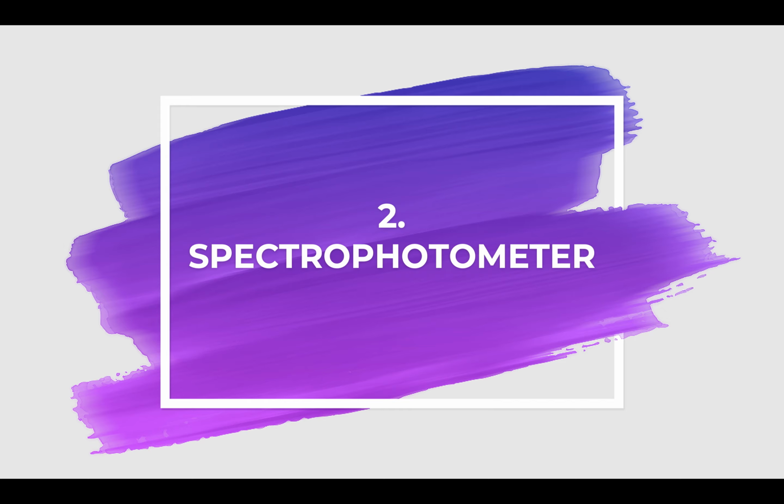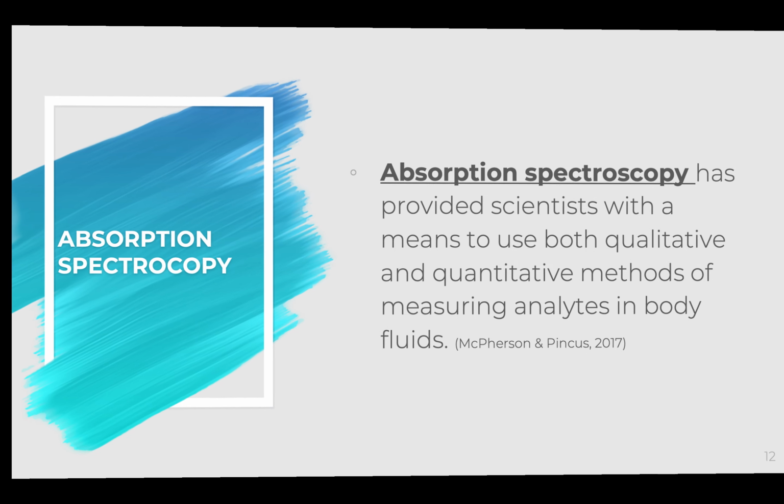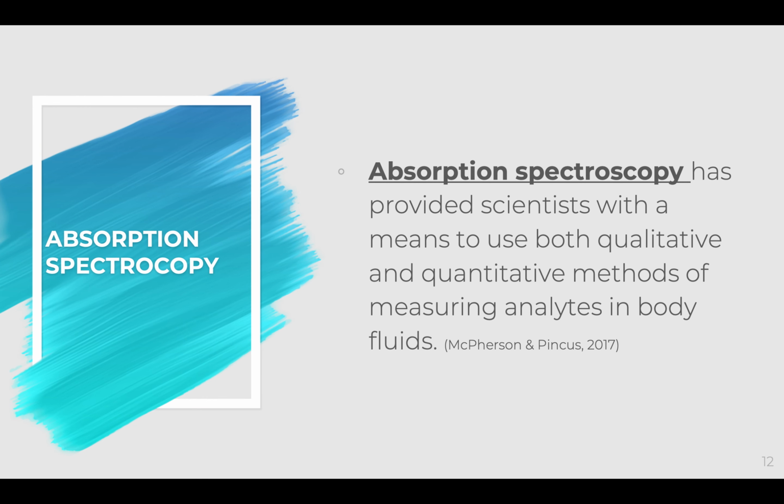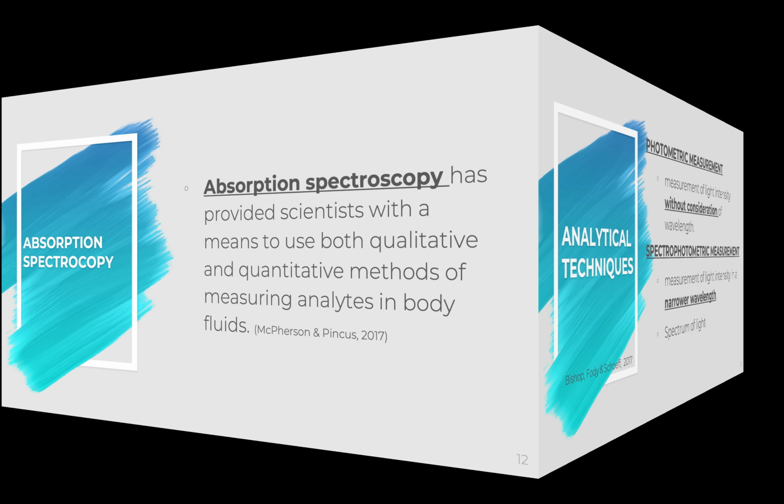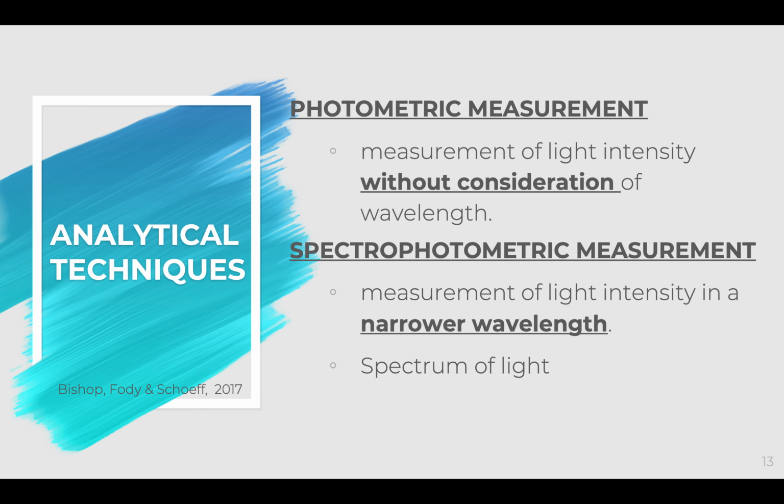Your spectrophotometer is actually governed by spectrophotometry. Again, why is spectrophotometry very important? Because in absorption spectroscopy, we are actually measuring, qualitatively or quantitatively, different analytes in your body, and we can measure that through two measurements. We have your photometric measurement and your spectrophotometric measurement.